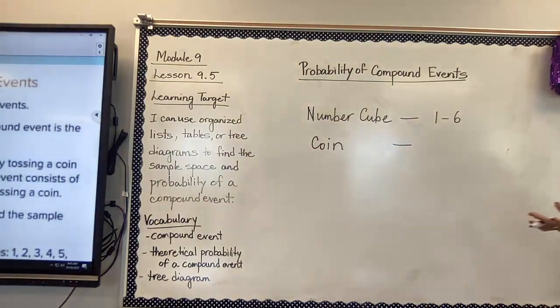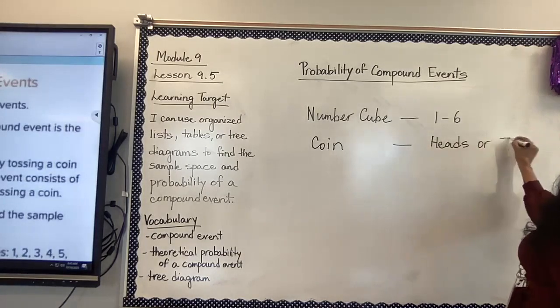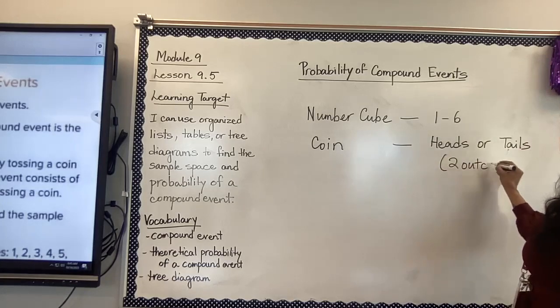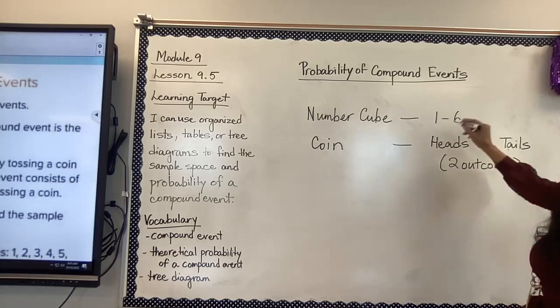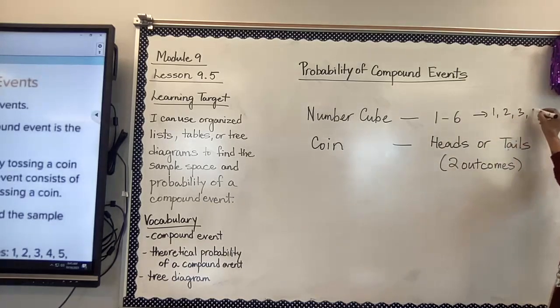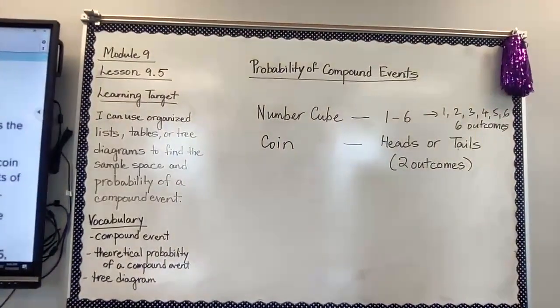Okay, I toss a coin, and I know that in a coin, what are my outcomes? I have two outcomes, right? So I have either heads or I have tails when I am tossing a coin. So that is two outcomes here. And in this one, 1 through 6, these are my number cube. So I have 1, 2, 3, 4, 5, 6. So that's 6 outcomes here. All right. So we are now doing a combination of the two. That's why it is called compound.